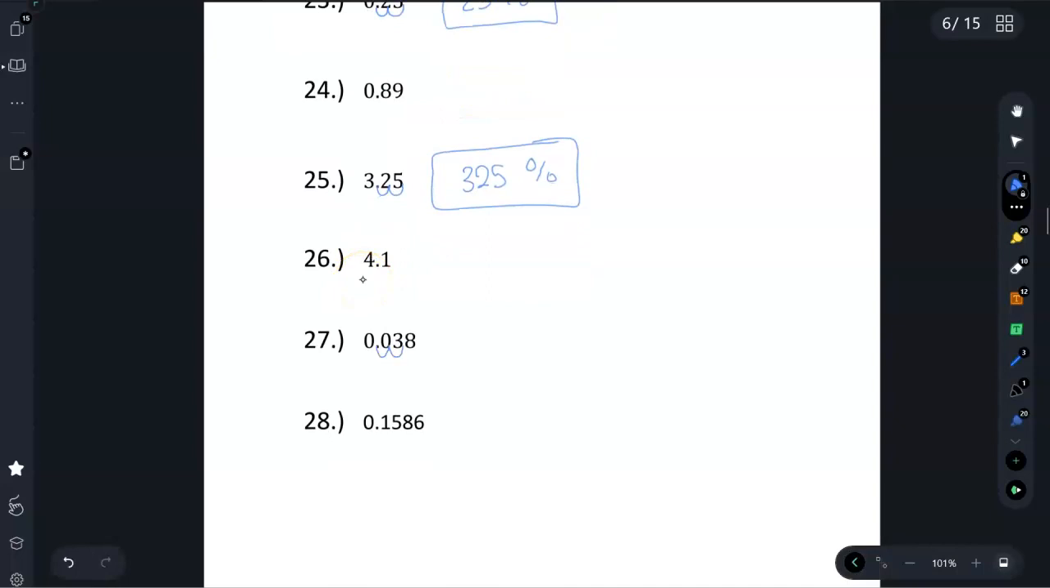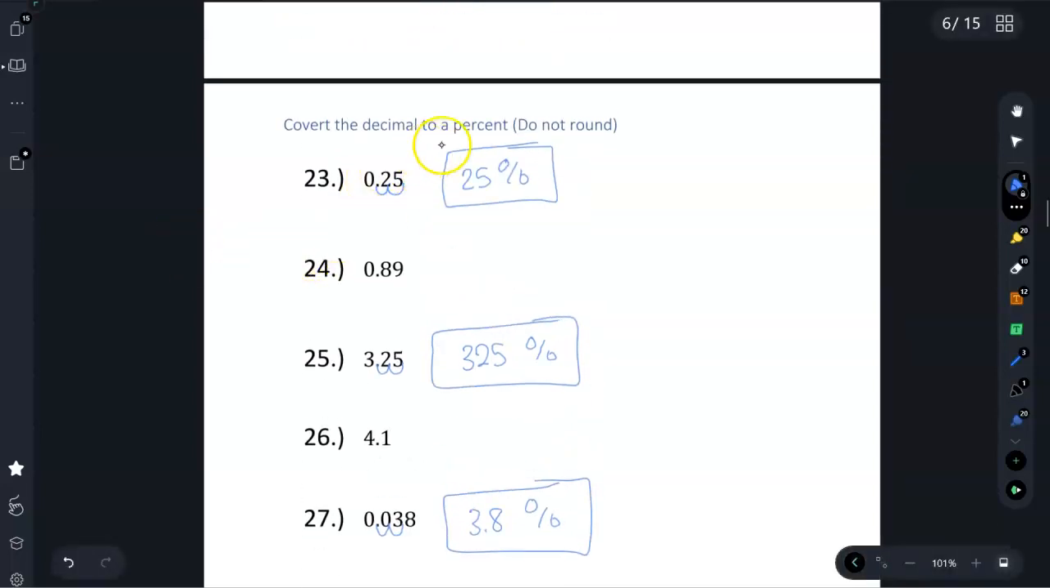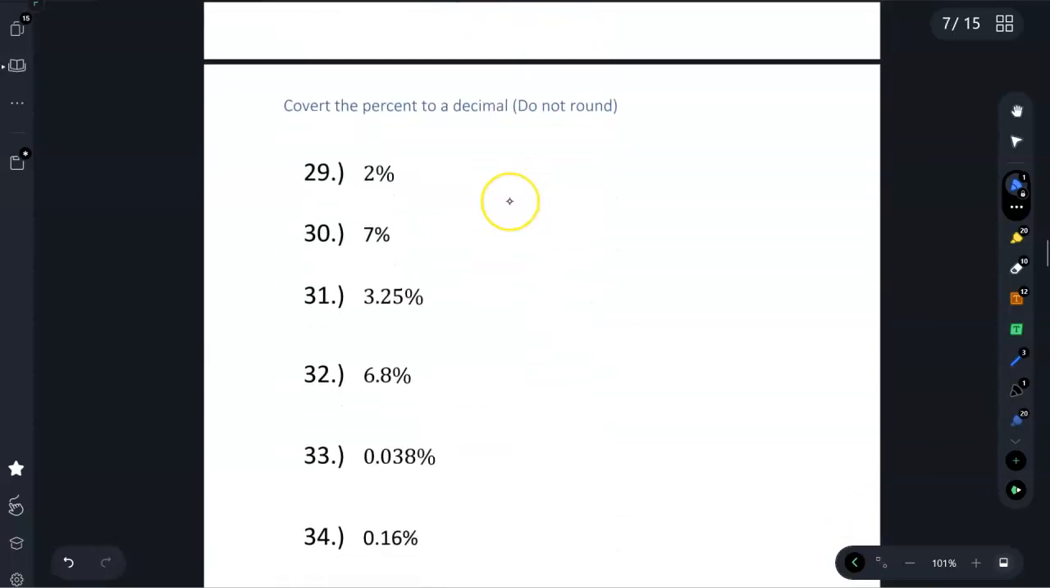27, grab the decimal, move it 2 times to the right, that gives you 3.8, and that would be a percent. All right, so if going from a decimal to a percent, we move 2 times to the right, and then we put the percent sign. The next stage, if we're going from a percent to a decimal, and this is the one that's used more common, is you go 2 times to the left.